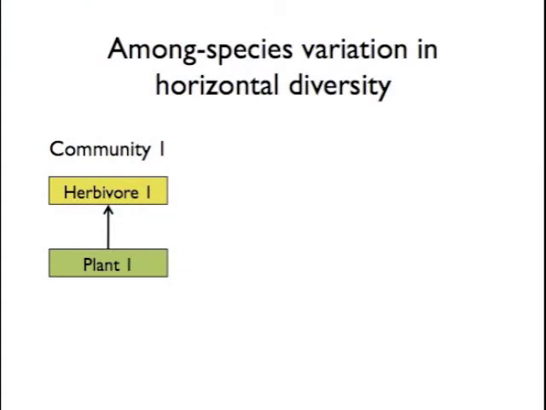Sometimes we need to know more than just a taxonomic or a species diversity, which only considers the total number of species. It can also be important to know how many species there are for each level in a food chain, or the horizontal diversity.